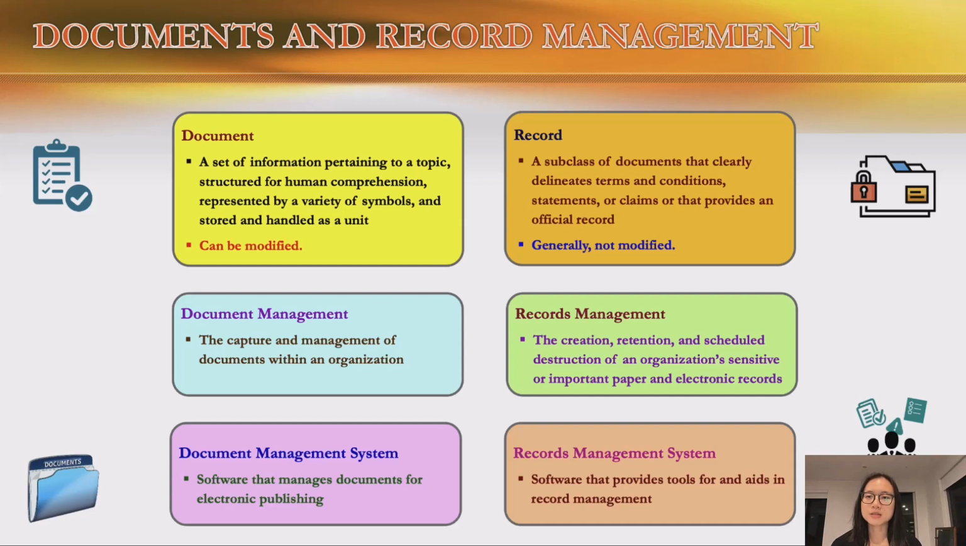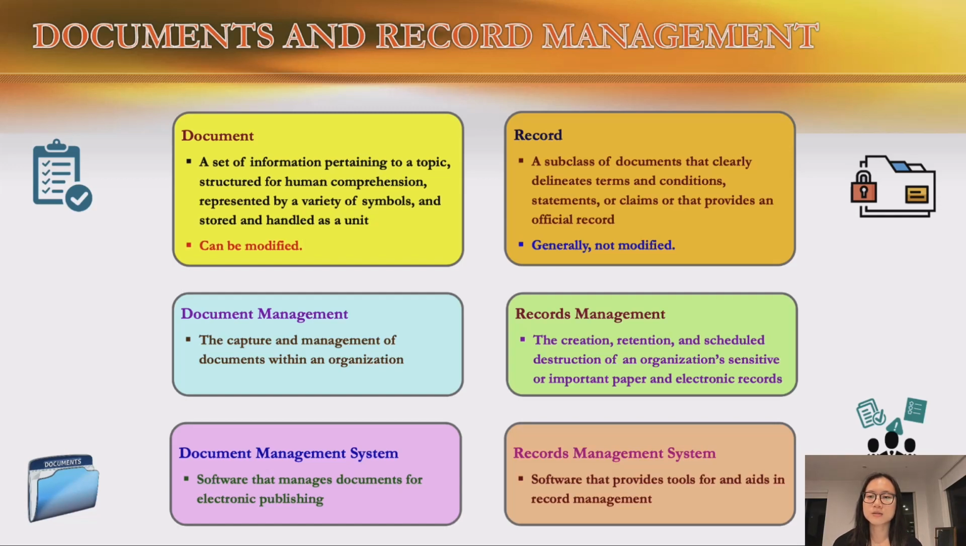Document management is about capturing and managing documents within the organization. Record management is about creation, retention, and scheduled destruction of an organization's sensitive and important papers and electronic records. Computer-generated reports fall into the record management domain, but traditional data processing files do not.